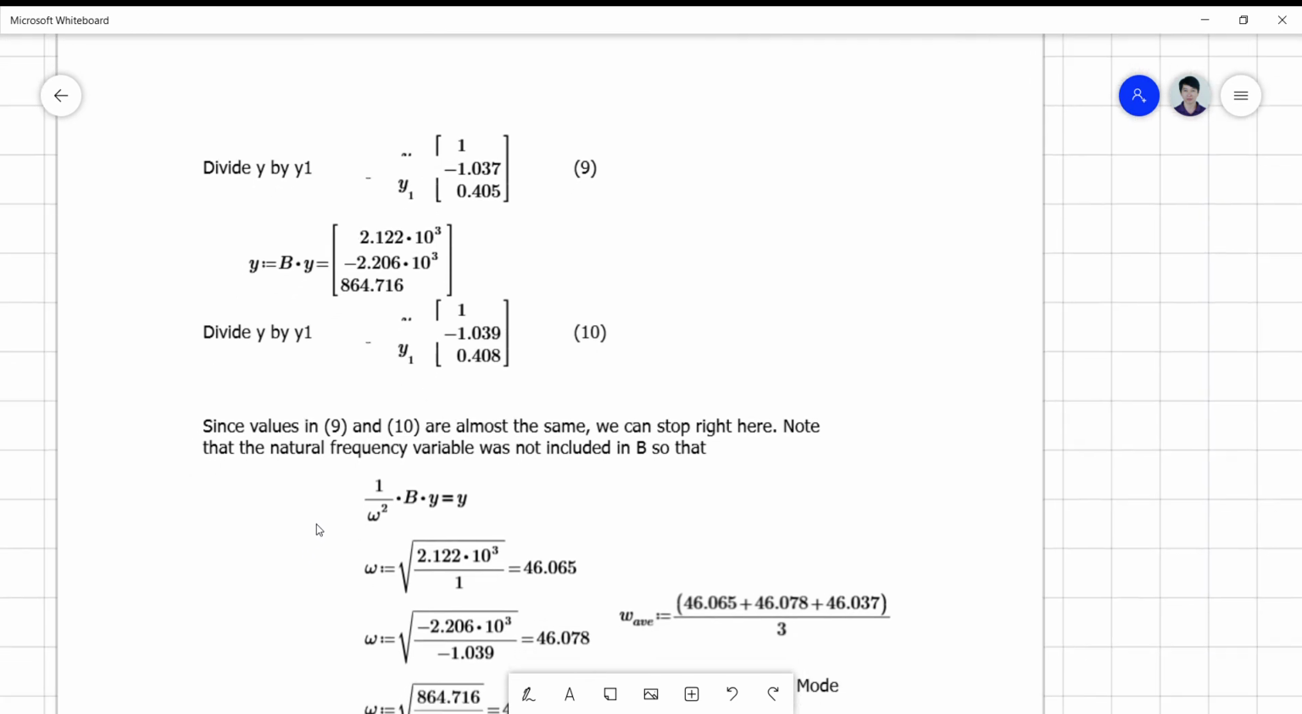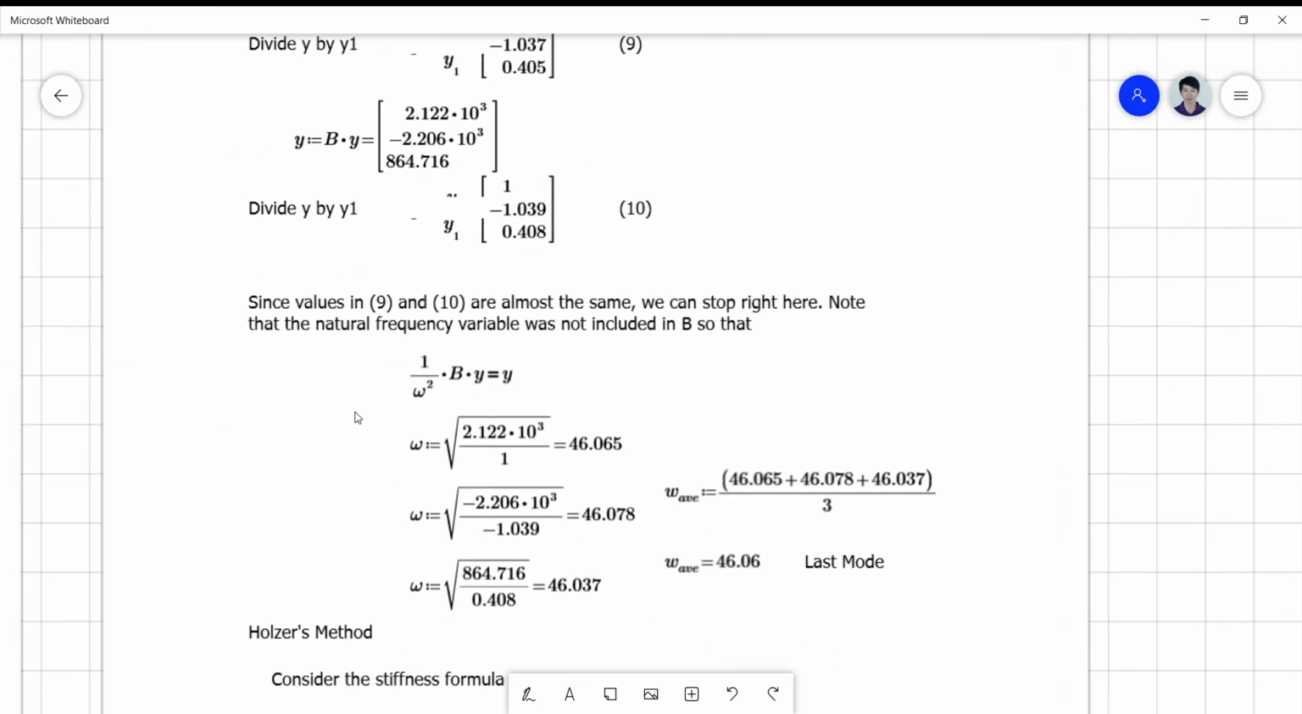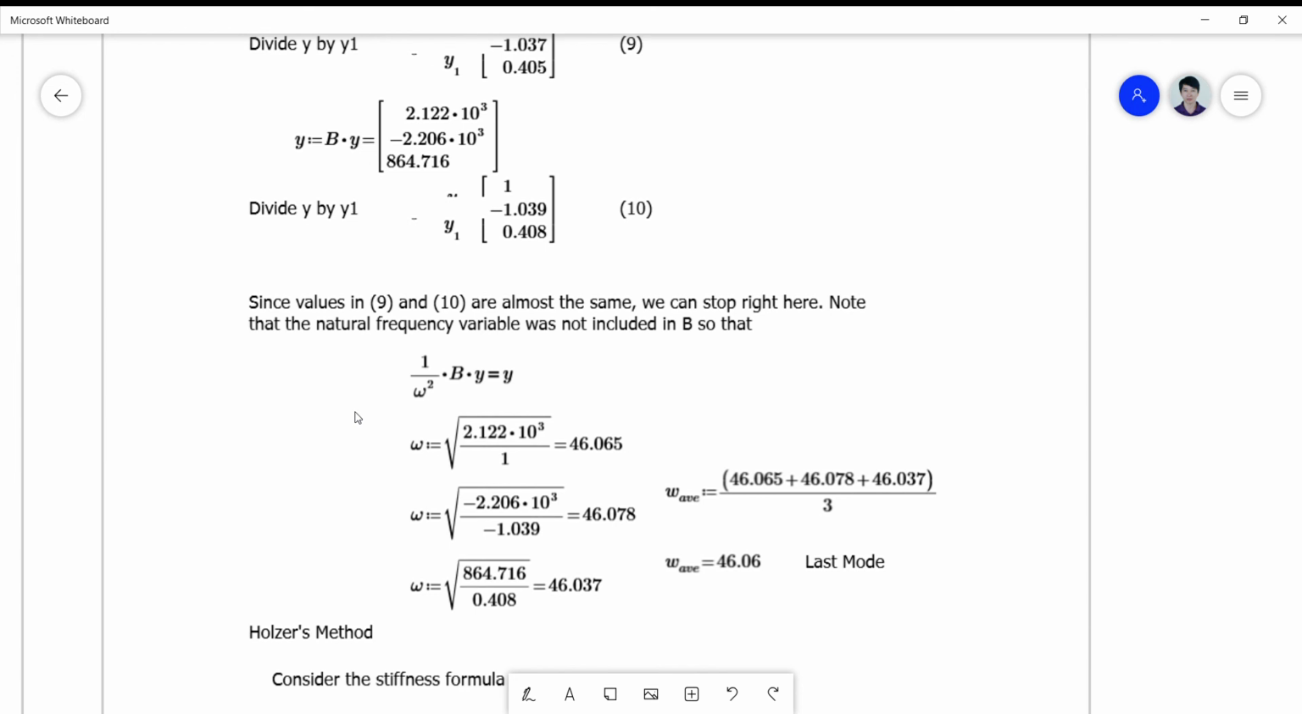Note the natural frequency, as we have done on the flexibility formulation. We just do the same. 1 over omega squared is B y, and then we solve for omega squared. Simply this is your B y. 2.122 divided by 1 is 46.065, and so on and so forth. We take the average and get your value of 46.06 as your last mode.